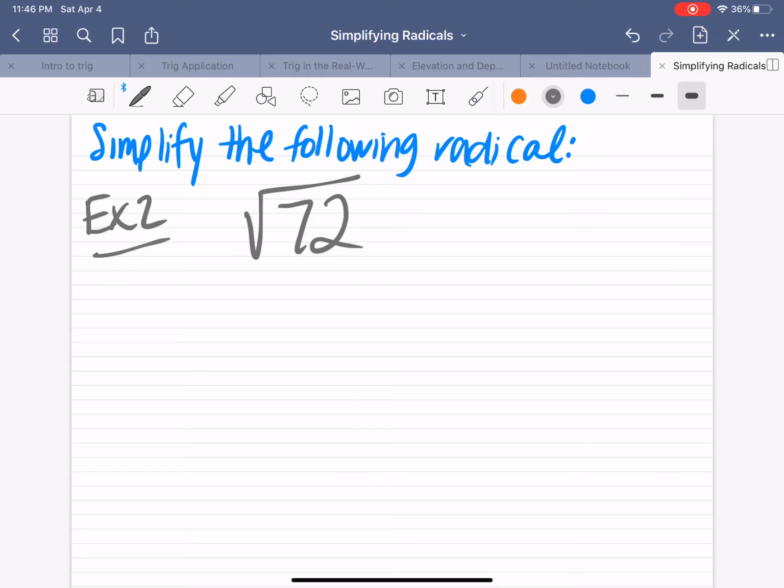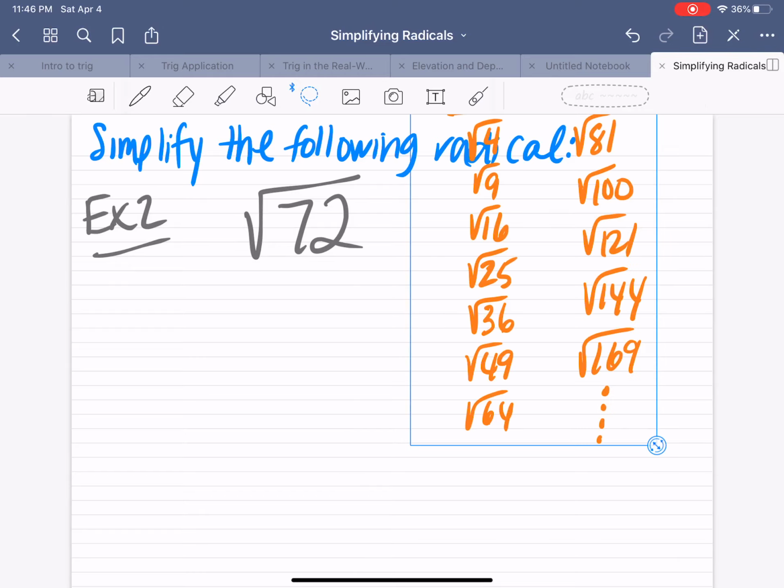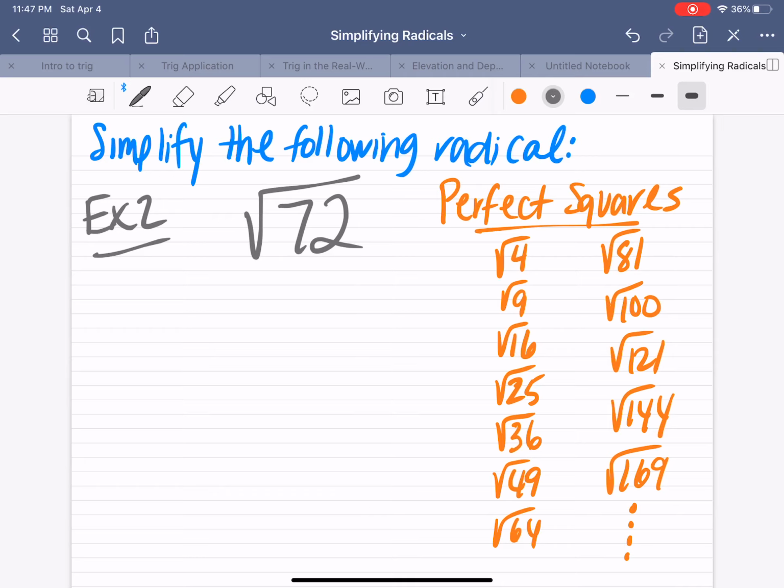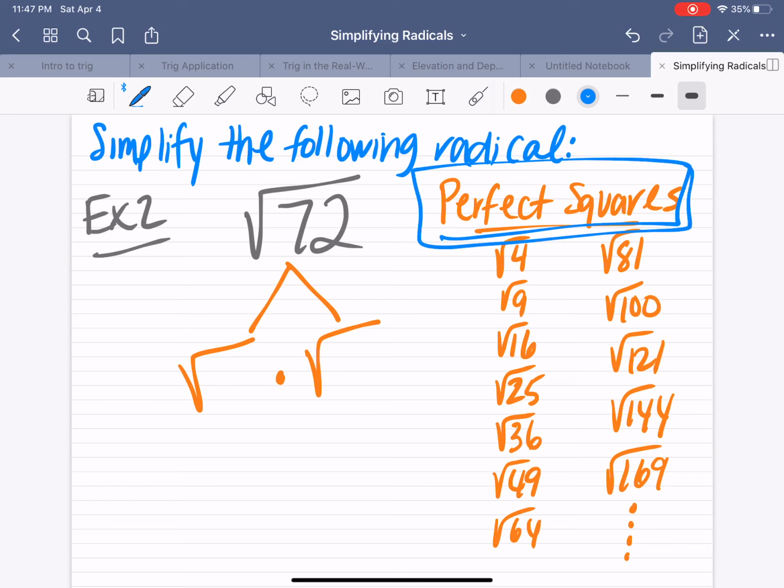For example 2, we are simplifying square root of 72. And of course, it's not a perfect square. So we have to simplify. So here's our list of perfect squares. Let's find the multiples of 72, but one of them has to be a perfect square. So again, two numbers that multiply to give you 72, but one of them has to be a perfect square. So let's go down the list.